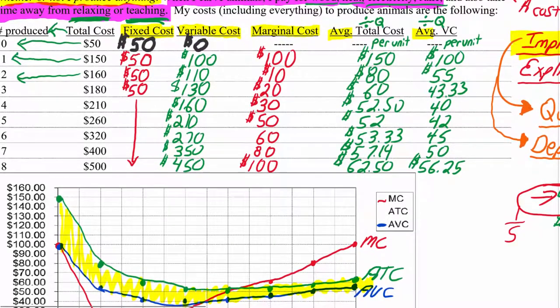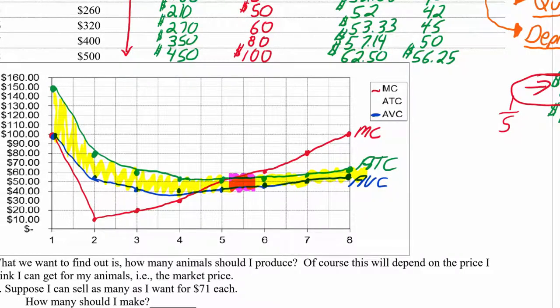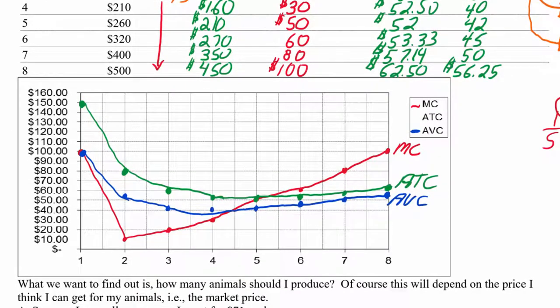Now, we didn't calculate fixed cost per unit here, but fixed cost per unit would be fixed cost divided by quantity. So we divide it by 1, we divide it by 2, we divide it by 3, and that fixed cost per unit is going to get smaller and smaller and smaller as we produce more units, right? So those average total cost and average variable cost curves are going to get closer and closer together as we produce more and more units out here.